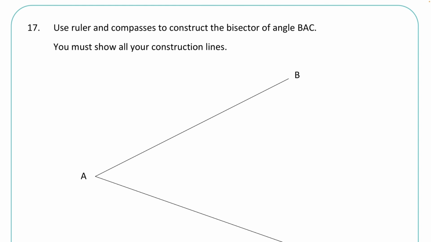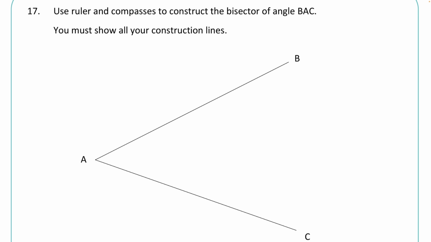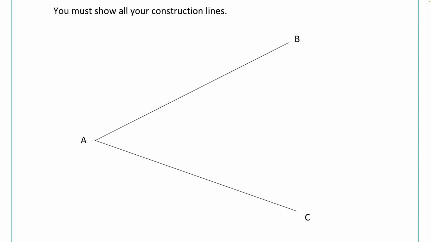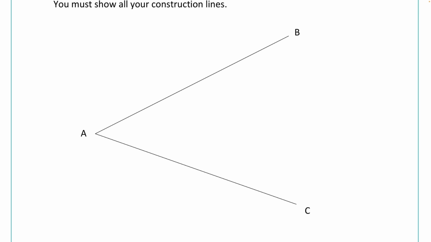Question 7 here is asking us to use a ruler and compass to construct the bisector of angle BAC. And you must show all your construction lines. Now again, a little bit of an awkward one because I can't use a compass here on the screen, but if we put our compass on point A, there are two ways of constructing an angle bisector. Now the way that I do it, I think it's the easiest way, is to draw one quick arc, then extend your compass and draw another arc.